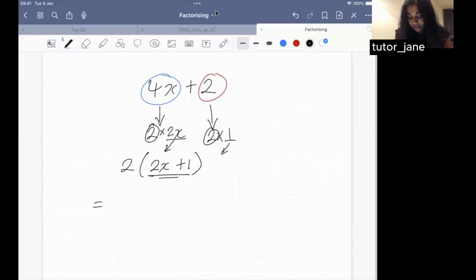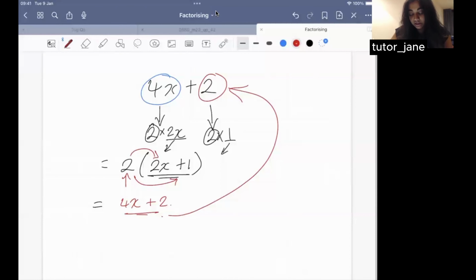If we expand the brackets, to expand the brackets, we just have to multiply everything inside by everything outside. So in this case, we would do 2 times 2x, which would be 4x. And then we do 2 times plus 1, which would be plus 2. When we expand these brackets, we get back the original equation that we had. So in its simplest form, that is what factorization is.